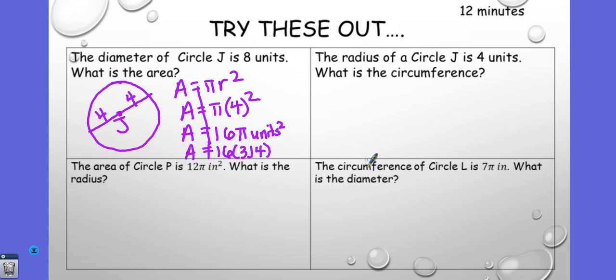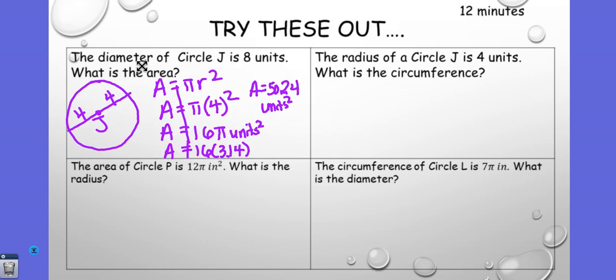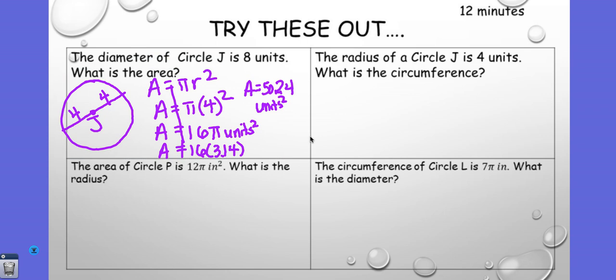We get 50, so area is 50.24, and you can write units squared. All right. Over here, let me move that over. Just a second, guys. All right, put that right there.